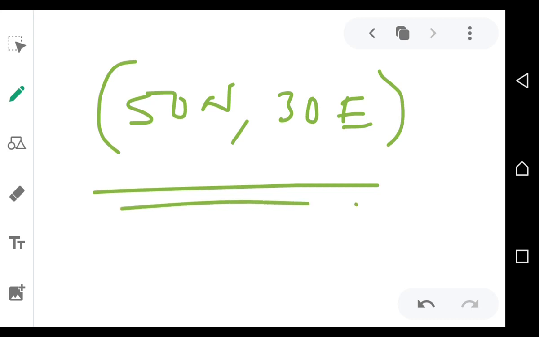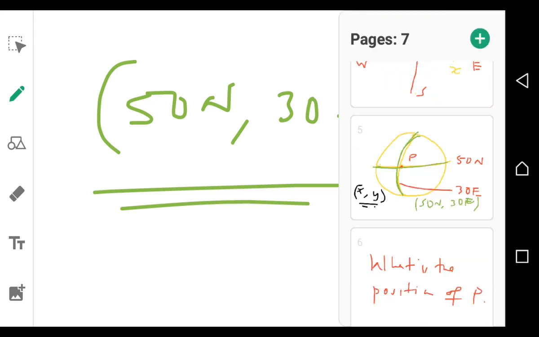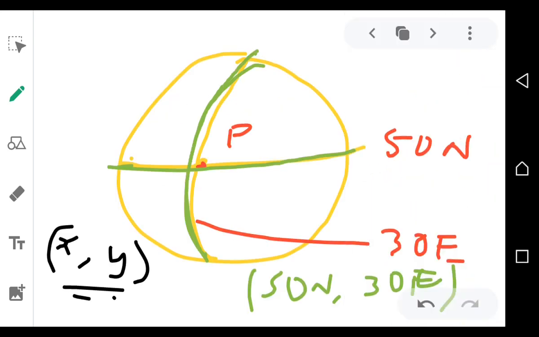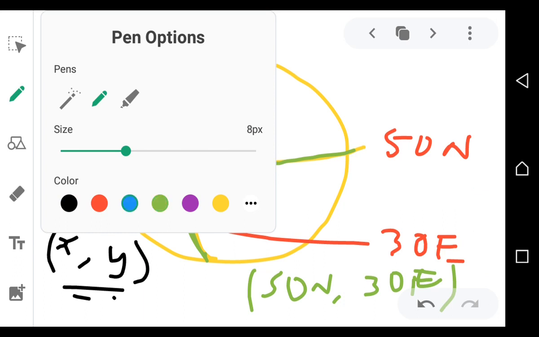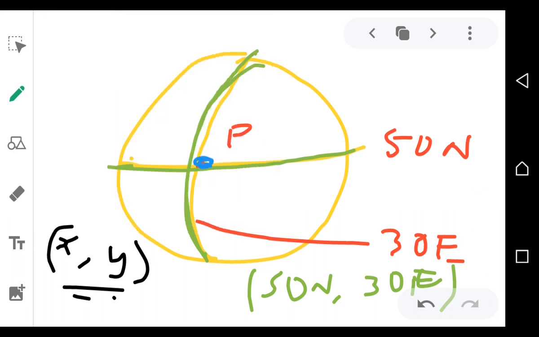You always pick the x coordinate and the y coordinate where they intersect. That's why we picked the x and the y coordinate. Have you seen the intersection here? P is where they intersect. So in the x direction it's 50, in the y direction it is 30. So 50 in the x direction, comma, 30 in the y direction.